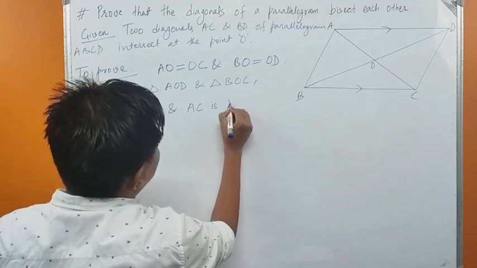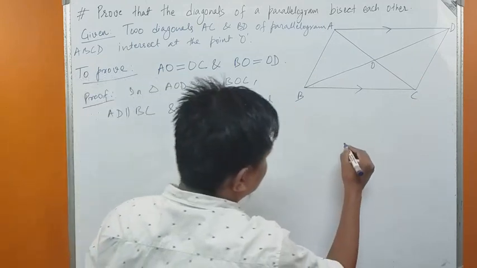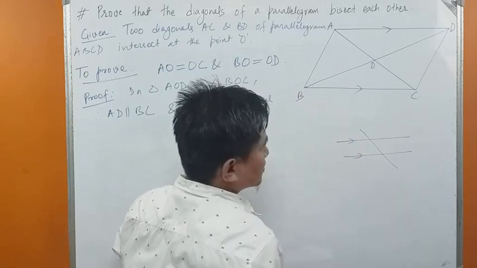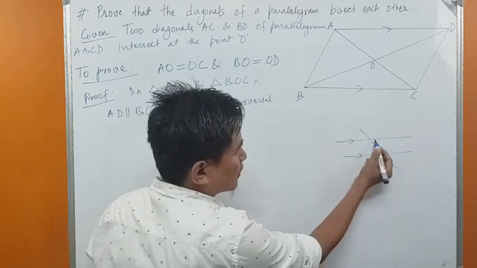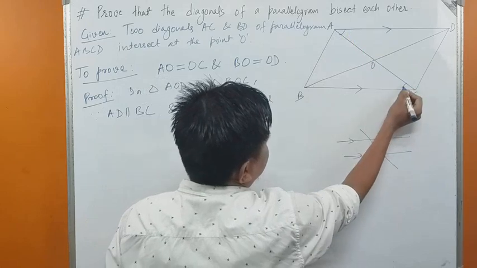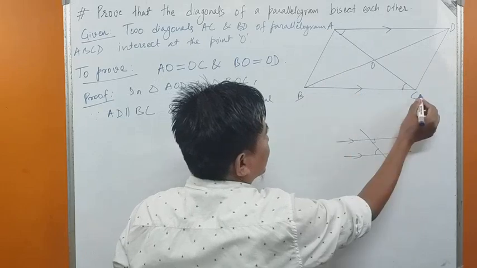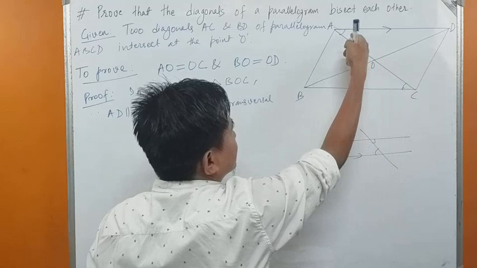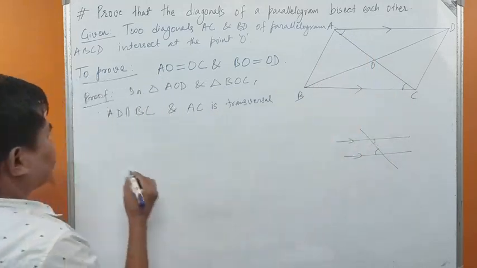AC is a transversal, isn't it? So if we have two straight lines parallel to each other, and if I draw a transversal like this, this angle and this angle will be equal to each other. These two angles are called alternate angles, isn't it? AD and BC are parallel and AC is a transversal. So this angle and this angle must be equal.